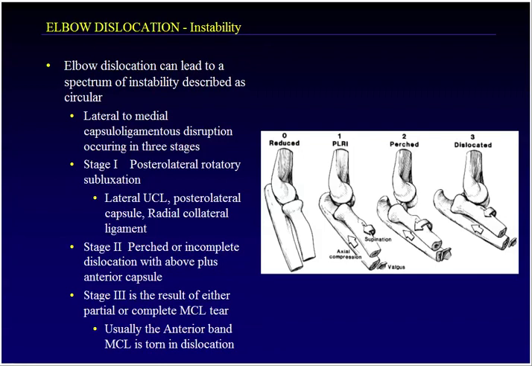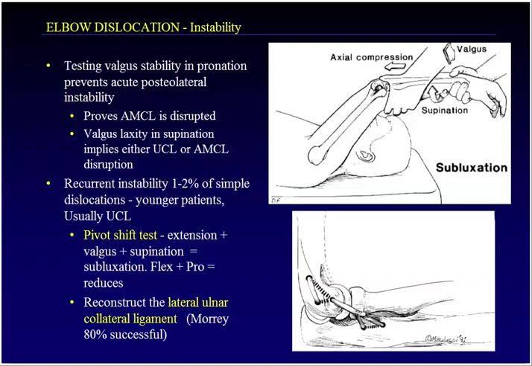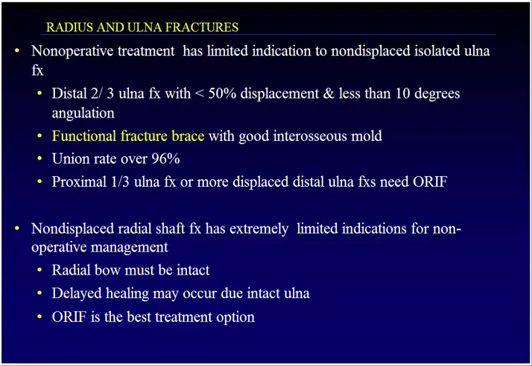Now, how can you test for valgus instability? These are the patients where you would suspect posterolateral rotatory instability. You can do this pivot shift test, if you will, by applying extension, valgus, and supination forces. If you get subluxation, then that's evidence of a positive pivot shift test and posterolateral rotatory instability. You can reduce it by applying flexion and pronation, and usually surgical treatment is necessary to reconstruct the lateral ulnar collateral ligament. Mori results have reported 80% successful results in these patients with significant posterolateral rotatory instability secondary to damage to the lateral collateral ligament.